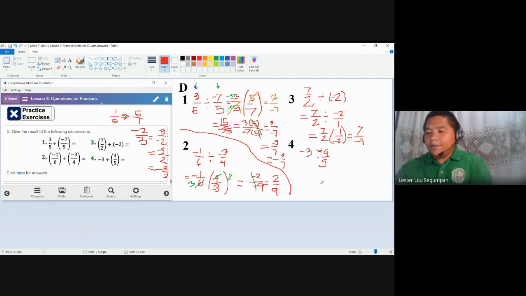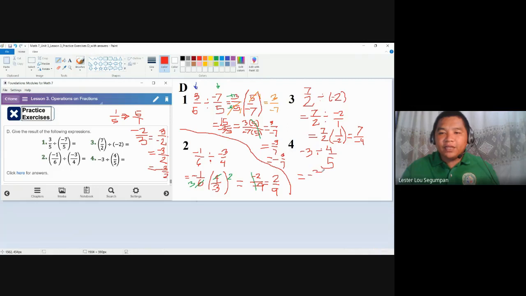Negative 3 divided by 4 fifths. So we reciprocate the divisor, I mean. But first, this dividend can be expressed as negative 3 over 1 and then times 5 fourths. We already took the multiplicative inverse of the divisor.